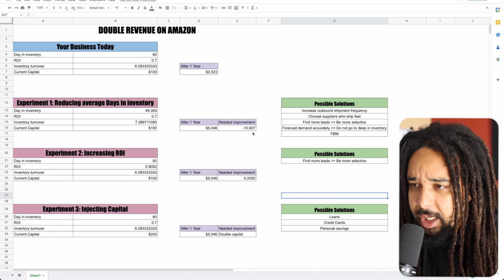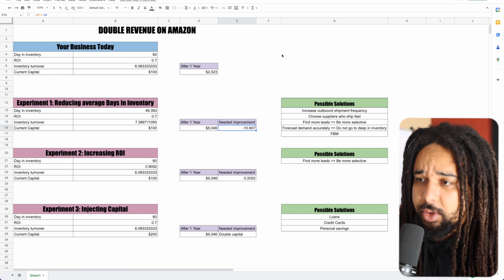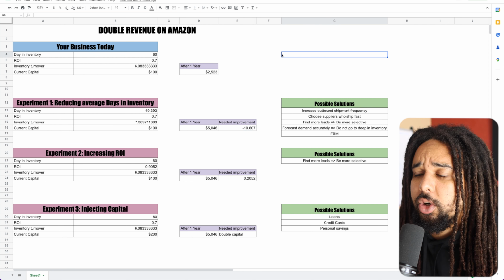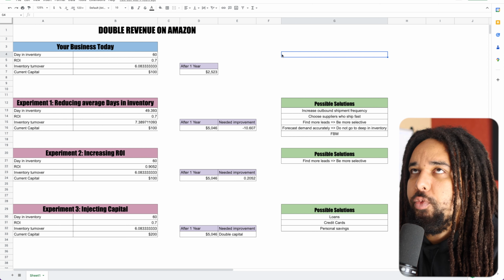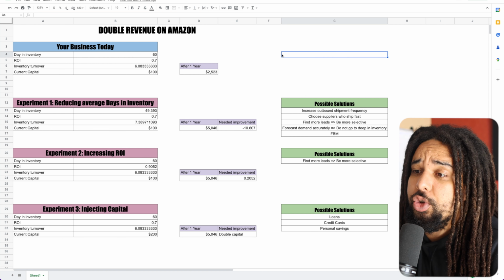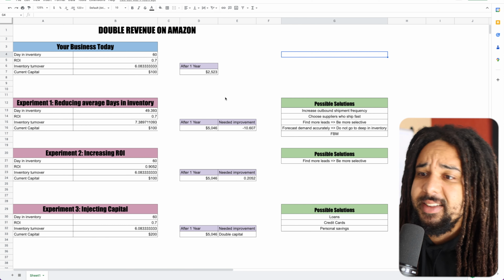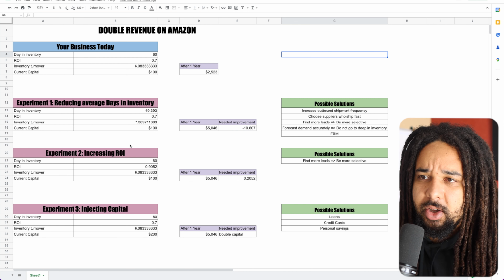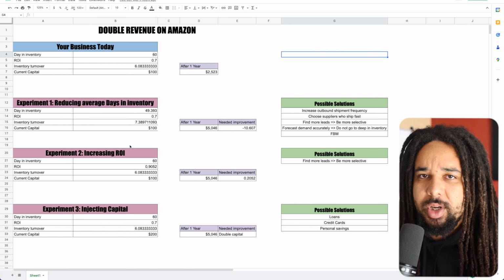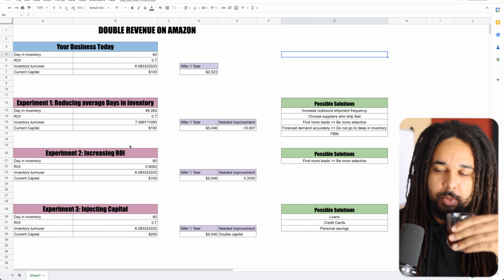And yeah, so to double your projected revenue, you will just need to shave off 10.6 days if you are at 60 days in inventory on average, just like me, right?